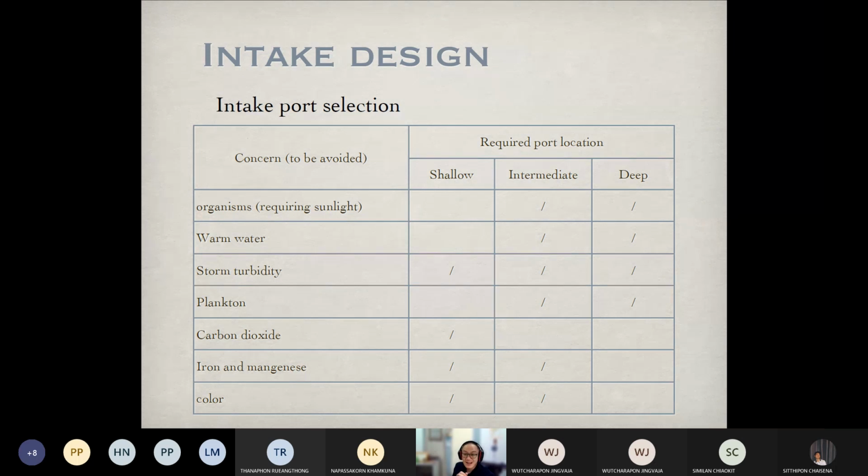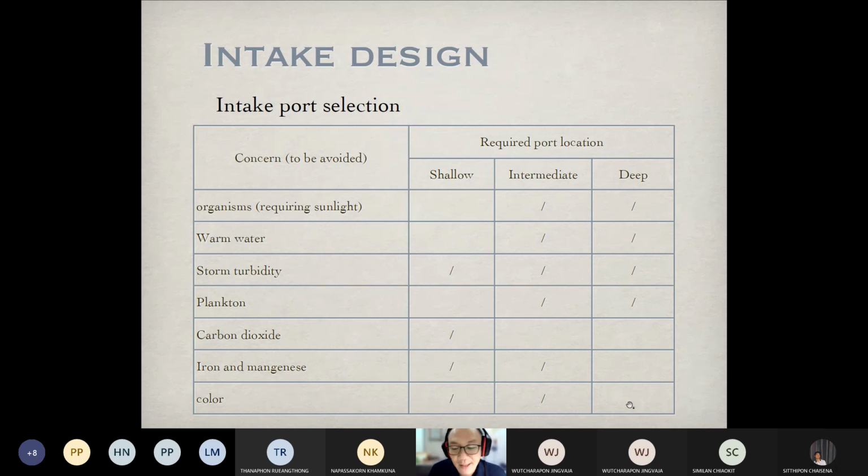Iron and manganese, color, it is possible. If you want to avoid the iron and manganese, you should take the water from the shallow or the intermediate port. If you are going to take the water in the deep port, there is a high chance of finding iron and manganese in the water.